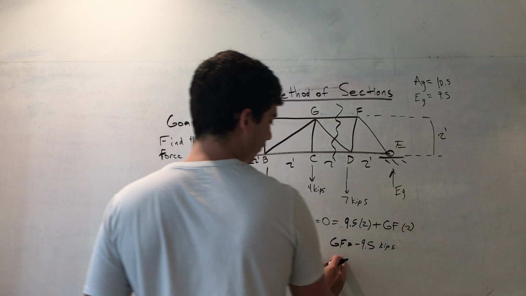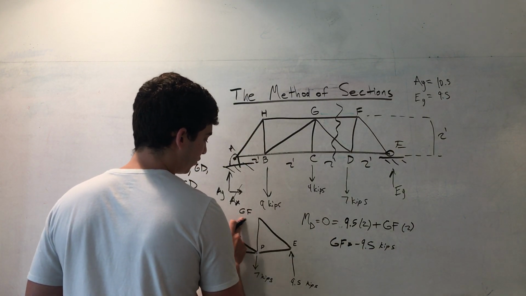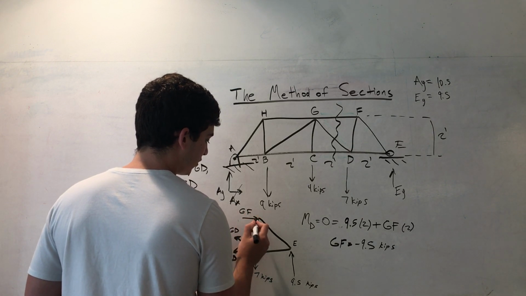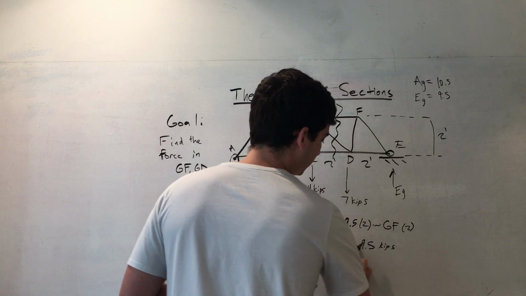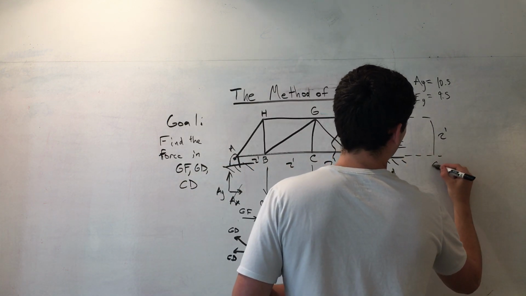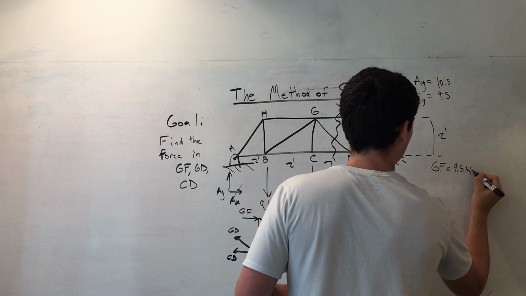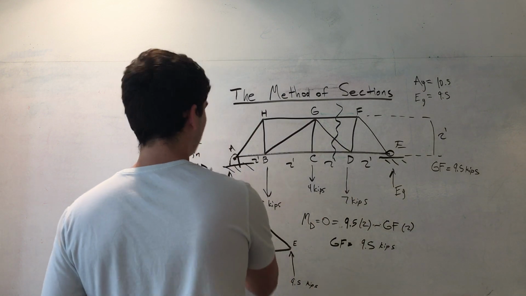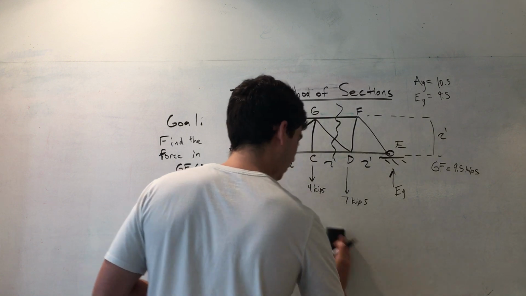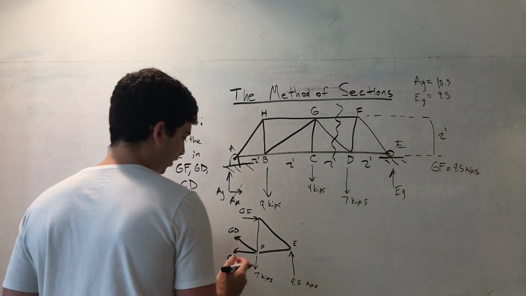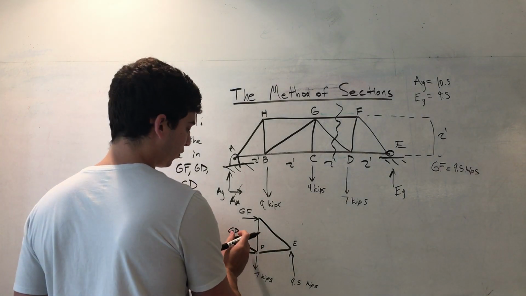So now that we find that GF is negative, what we do is come back here, and what I like to do is change the direction here. Now we can make this positive. So now we have GF is equal to 9.5 kips. We have two more unknowns, GD and CD. So now that we have GF, the next thing I want to do is look at what's the next one where I can just solve for one unknown.